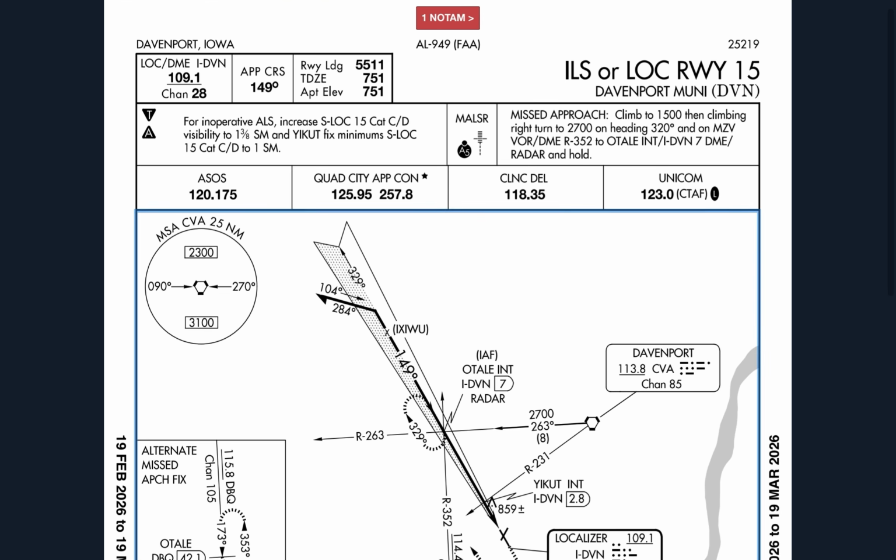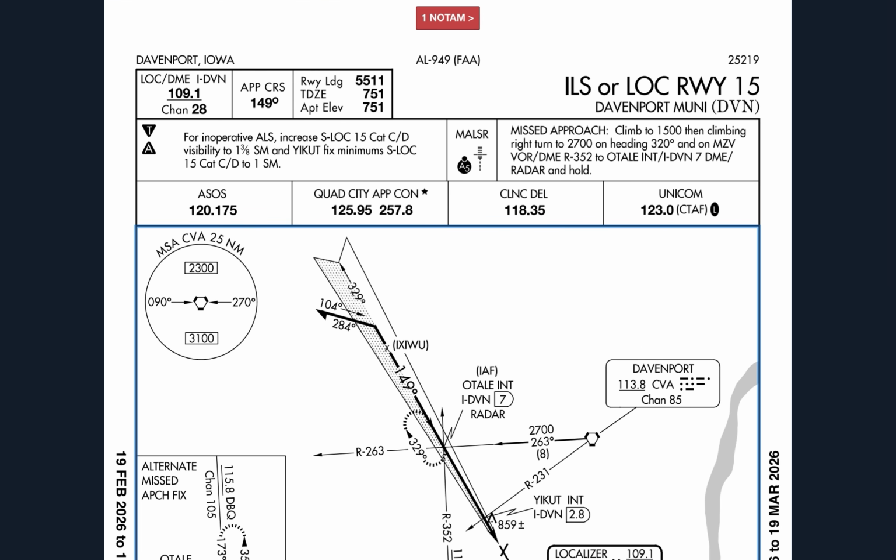We got the approach frequency as well as channel. 109.10 is the frequency. Approach course 149. We got some information about the airport, including the runway landing distance, as well as the touchdown and airport elevation. Right here means that we have this T. We have published alternate takeoff minimums, so we have some sort of procedure. We'd have to look in the terminal procedure publication. Same thing for the A here. We have alternate landing minimums.